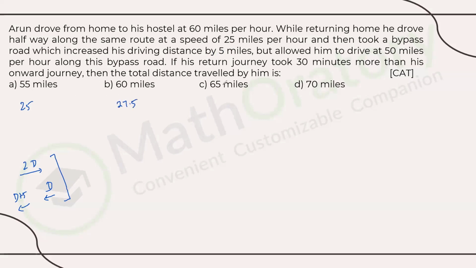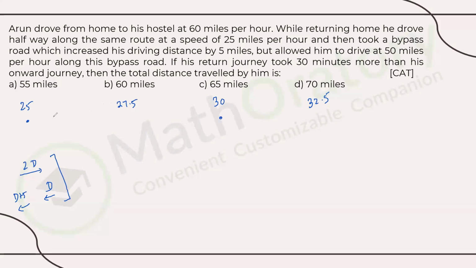65 minus 5 is 60. Half of that is 30 miles. 70 minus 5 is 65. Half of that is 32.5, right? Correct. So these are the possible distances in the forward direction. First of all, I'm going to work with the comfortable numbers. So I'm going to ignore the 27.5 and 32.5 to begin with. I don't like the 0.5. So let's start with 25 and 30. Let's go by sequence.